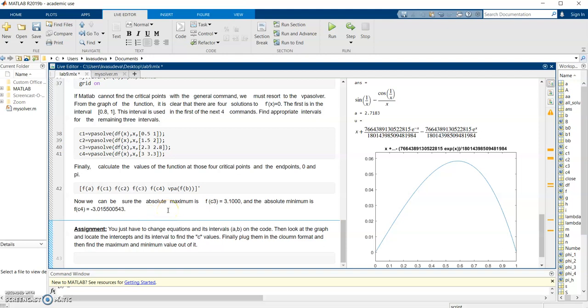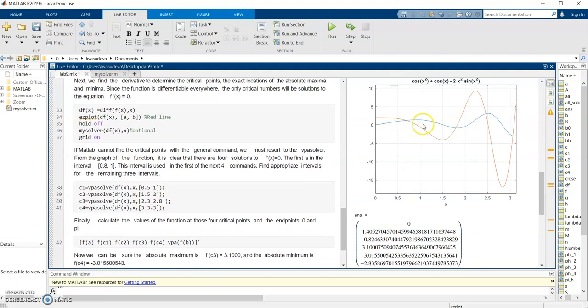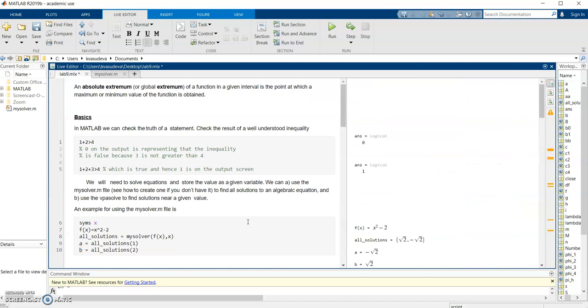As far as the assignment is concerned, you just have to change the equation and its interval a and b in the code, then look at the graph and locate the intercepts and their intervals to find c values. Finally plug them in the column format and find the maximum and minimum value out of it. Follow the red line because that is the derivative line, and you have to find the x value that is making your derivative function 0. So locate the interval where the graph of the derivative function is meeting 0. I plugged those back into my function and found the answer from this column. If you have just 3 intercepts, you will have 3 critical points, c1, c2, c3. You can take out f of c4 and you will have 5 solutions. Look at the column and decide which is maximum and which is minimum. That's it for today, and I hope this is going to be easy after this.